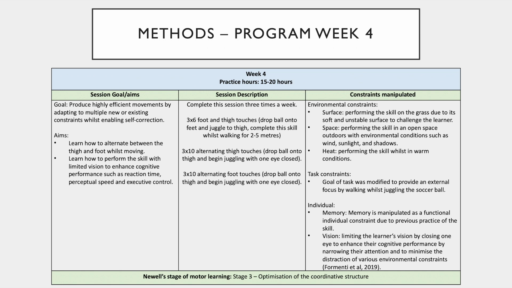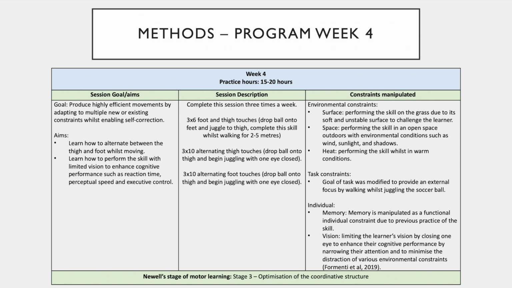However, to broaden the perceptual motor landscape, vision was limited by closing one eye to enhance the learner's cognitive performance by narrowing their attention onto the task at hand and to minimize any distractions of various environmental constraints. These distractions would be minimized as the learner was closing one eye and therefore wouldn't have full vision of the outside environment.